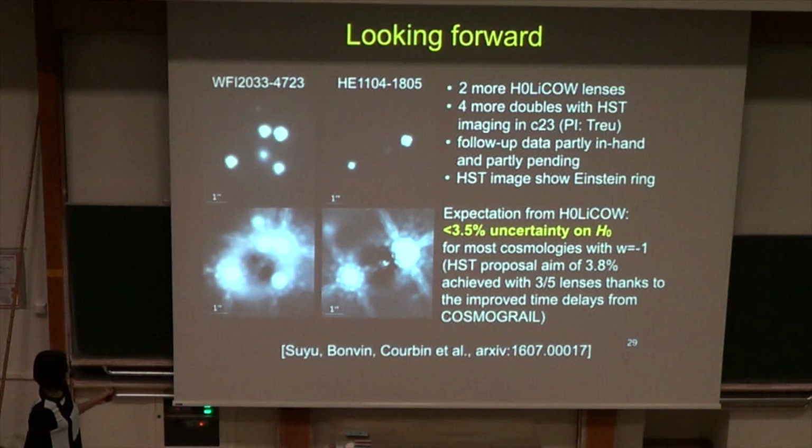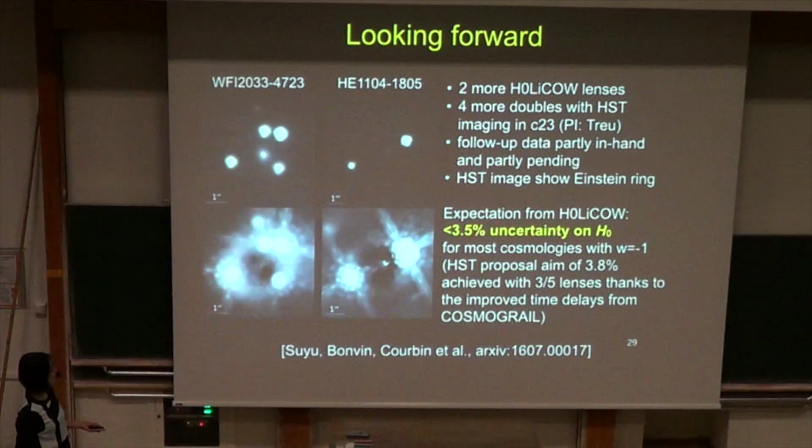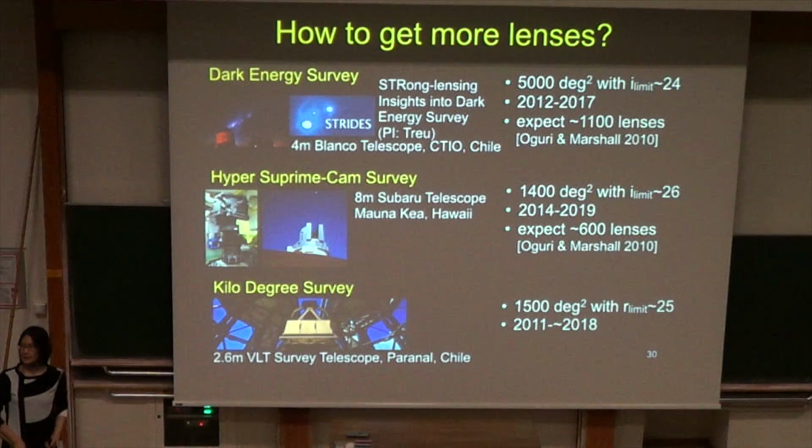So far, the holy cow sample and the next lenses are really the best quasars that we have. So to really move forward, we need more lens systems. So how do we do that?